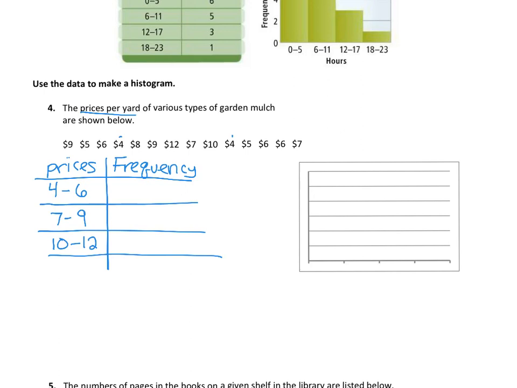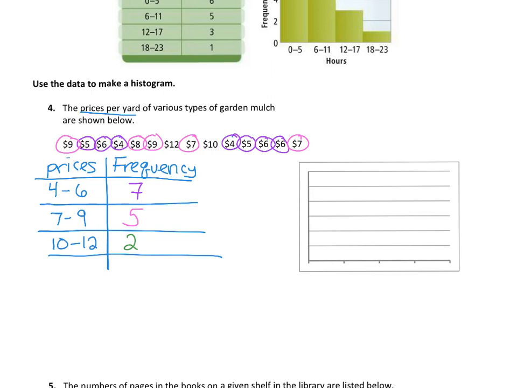So how many are between 4 and 6? Well, let's see. 1, 2, 3, 4, 5, 6, 7. How many are between 7 and 9? 1, 2, 3, 4, 5. And then 2 are between 10 and 12. All right, so we're going to make my histogram now.